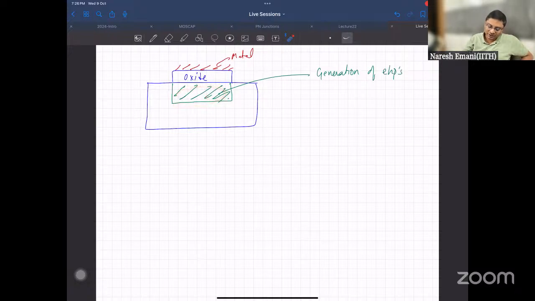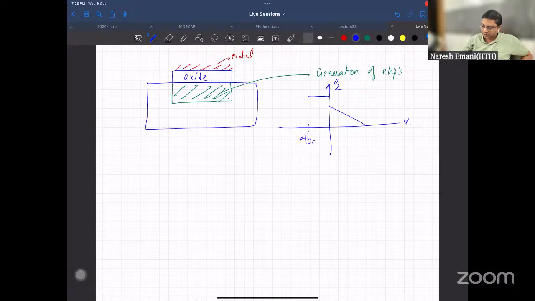When you have generation of electron hole pairs, if you look at the fields in this structure, there is this oxide field. This is my X and this is the electric field. This is my Tox, and this is 0. This is the edge of the depletion region. So you have a positive electric field, going into the substrate. Whatever electron hole pairs are generated here, the holes will go this way, and the electrons will come to the interface.